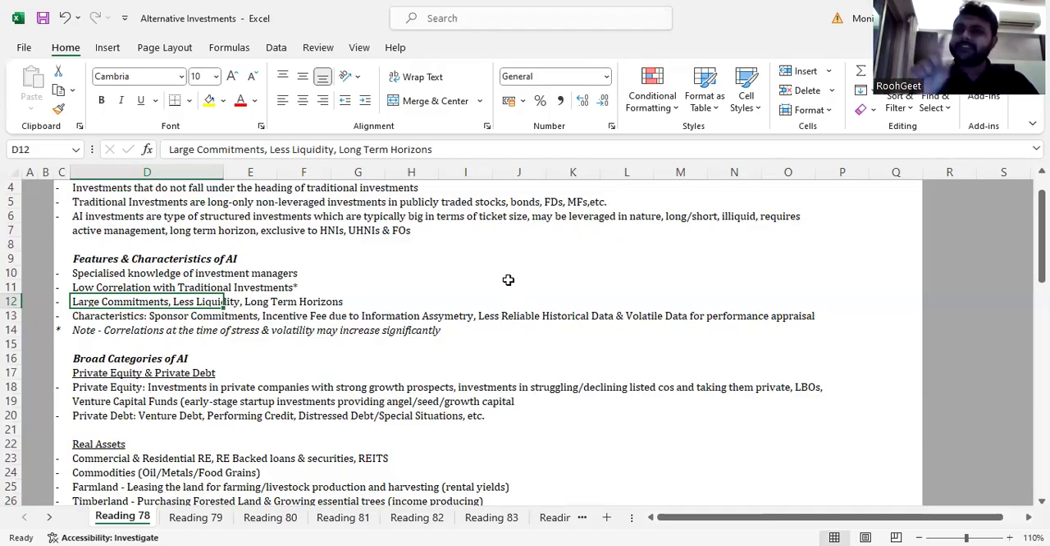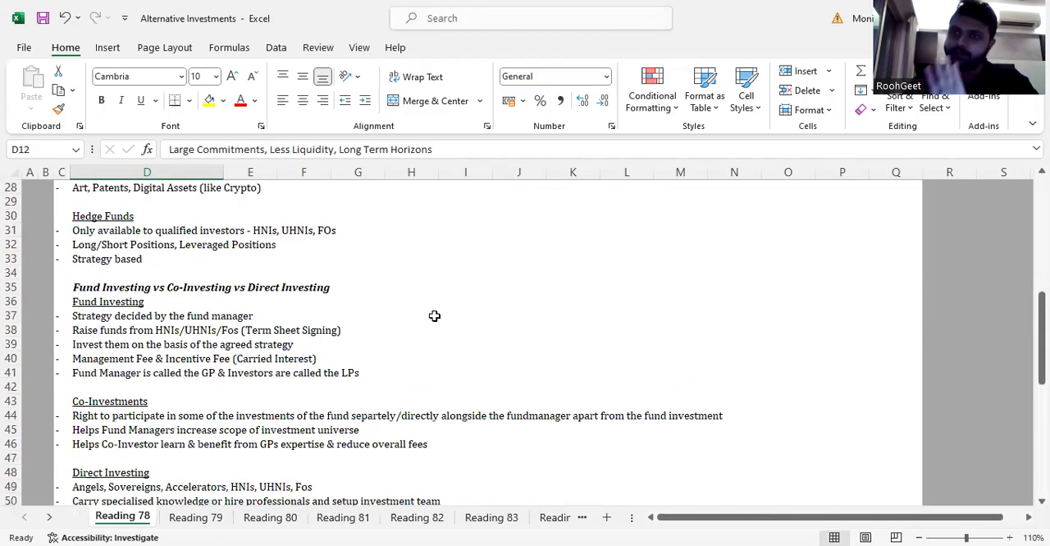Okay, management fee is nothing. It is a flat percentage on either the invested capital or the committed capital. Now what is invested capital, what is committed capital? Don't worry, everything is coming below. We will be doing it.